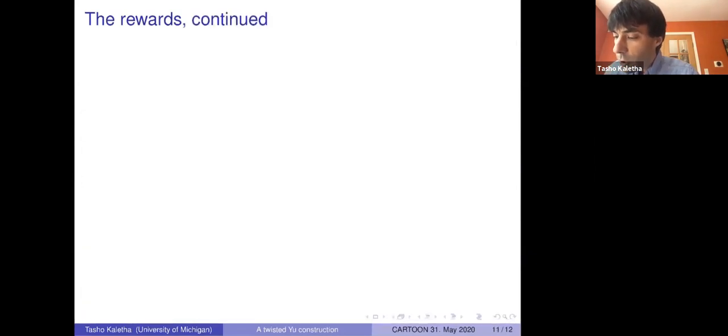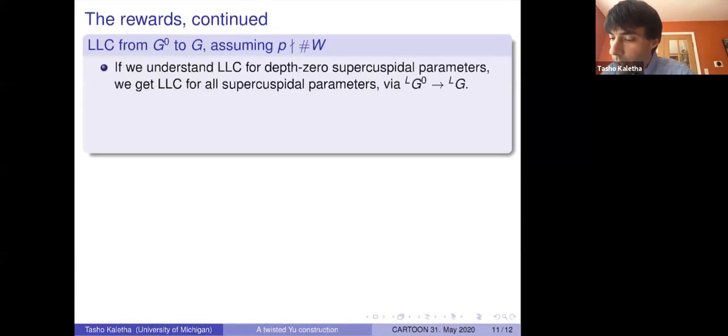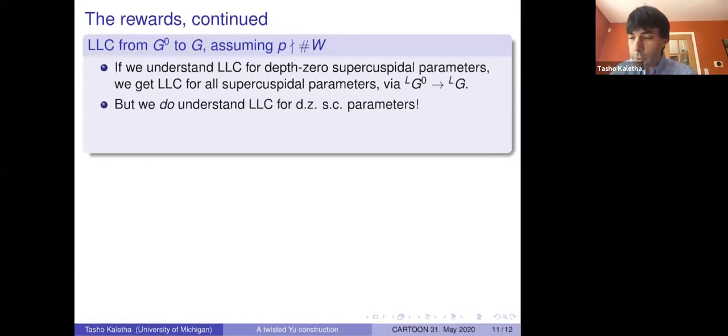And what this allows us to do finally now is realize functoriality from G0 to G, and in particular transfer a local Langlands correspondence from G0 to G. That is, if we understand local Langlands correspondence for depth 0 supercuspidal parameters, we can apply it to G0, we can use functoriality from G0 to G, and we get local Langlands correspondence for all supercuspidal parameters. But the thing is, we actually do understand local Langlands correspondence for depth 0 supercuspidal parameters.